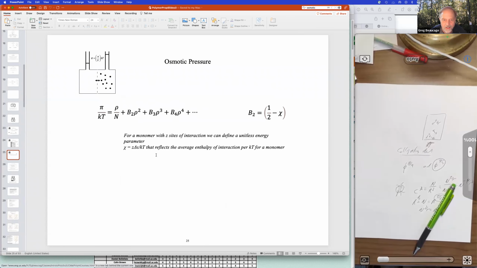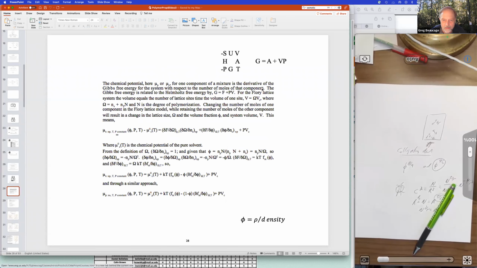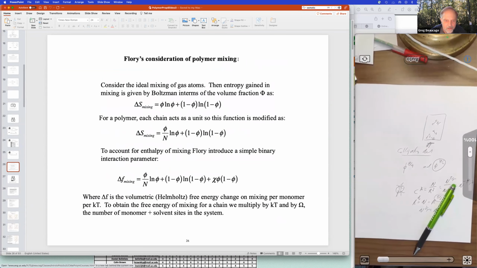So if you have the Gibbs, the Gibbs is the Helmholtz plus PV using the thermodynamic square. So the Gibbs is Helmholtz plus PV, right? And Helmholtz is Gibbs minus PV. Helmholtz is what you have from that because this is a lattice model. So it's a constant volume lattice, so you don't have the pressure change. And the pressure is what you want to get out of this, the osmotic pressure. So it's important to have that.